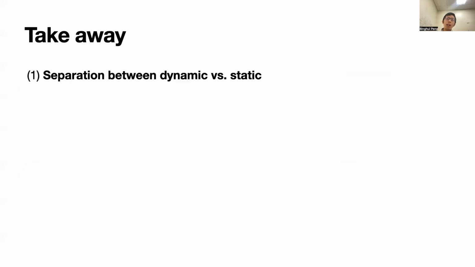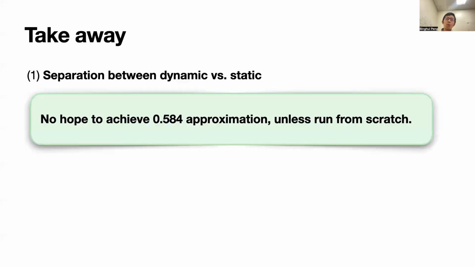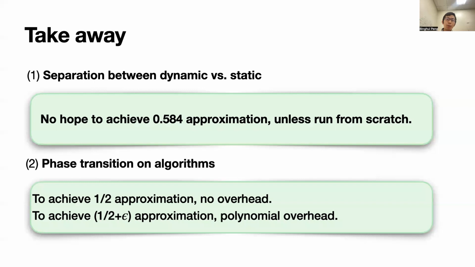So the key takeaway from our paper is a separation between the dynamic and static settings, where we prove there is no hope to achieve 0.584 approximation unless you run the greedy from scratch. And second, we see a phase transition in efficient algorithms. To achieve 1/2 approximation, by the Lattanzi et al. work, there is essentially no overhead. But we proved that in order to achieve 1/2 plus epsilon approximation, you must incur a polynomial overhead.